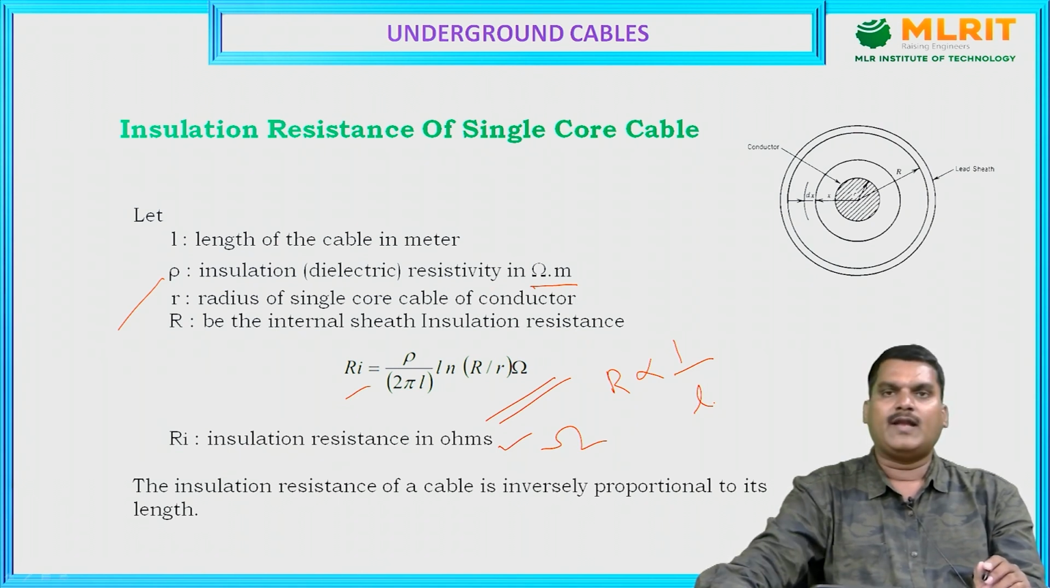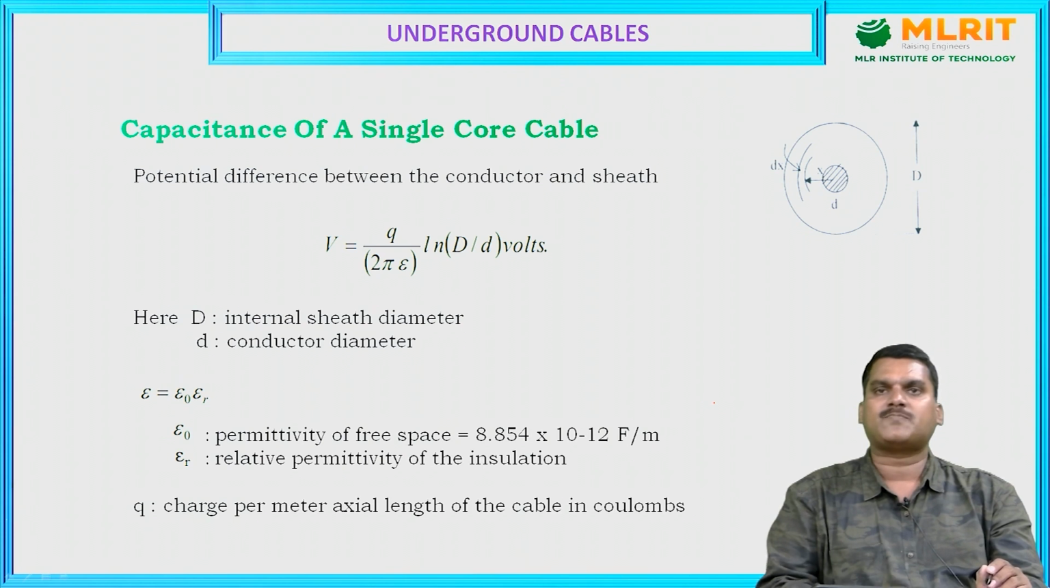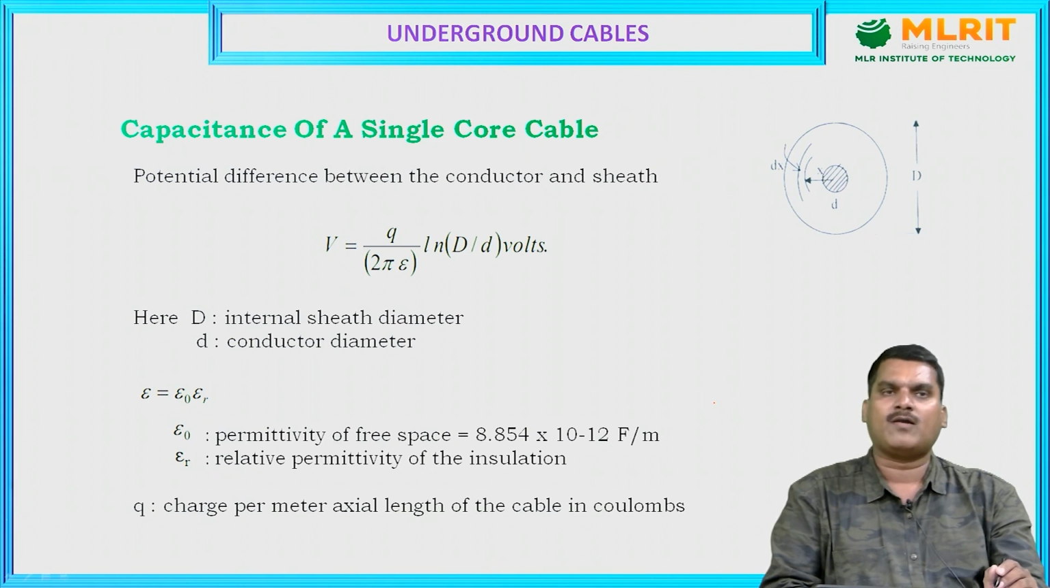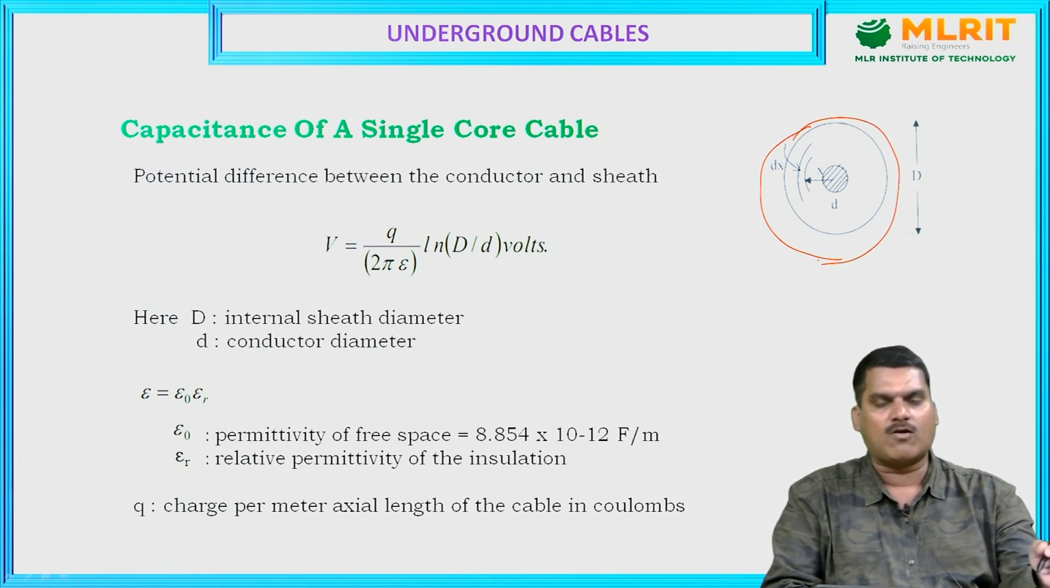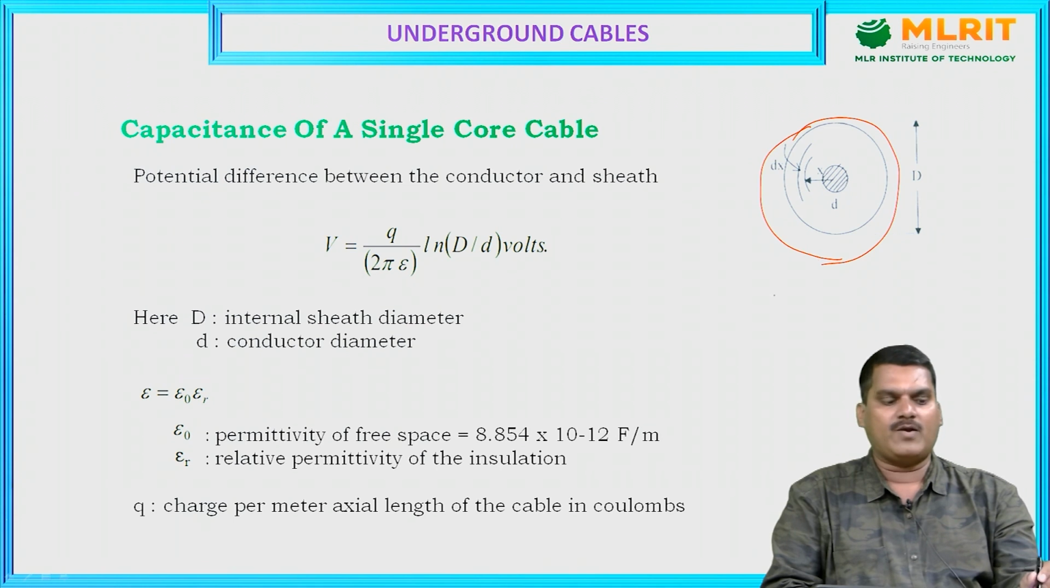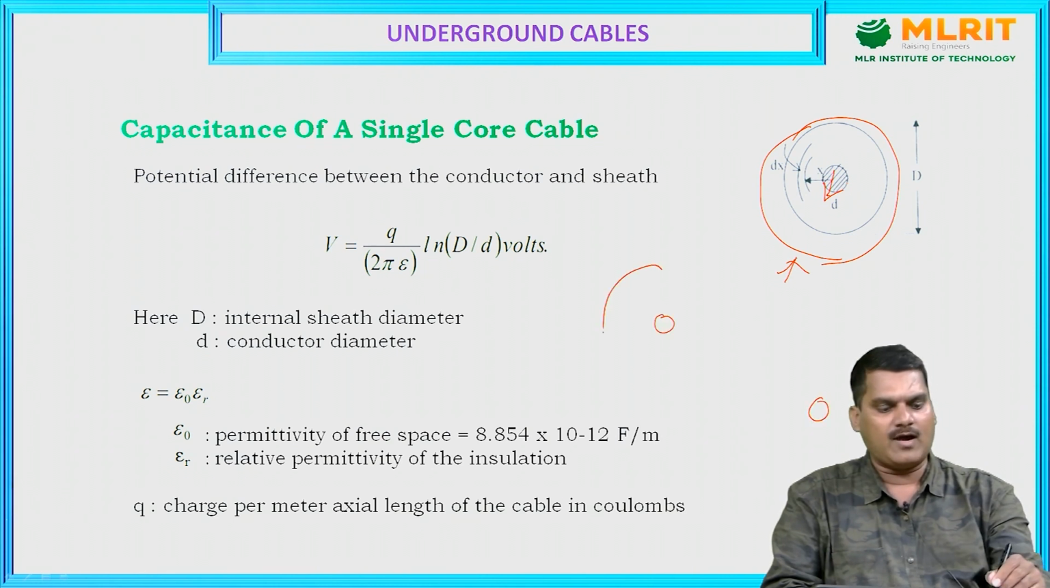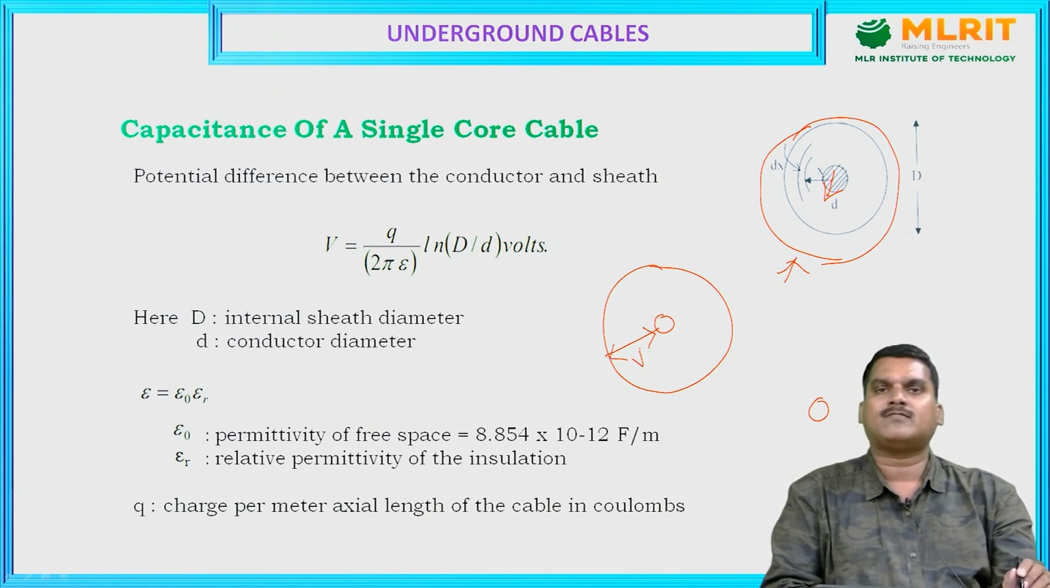Coming to the next parameter, that is the capacitance of a cable. As in the previous discussion, here also we are considering a single core cable. Generally a potential difference will be there between the conductor and the sheath. Sheath means the outer surface of the underground cable. The conductor will be at the middle of the cable and the sheath will be outer. Between these two, a potential difference will be there.